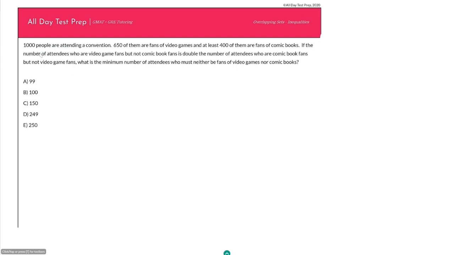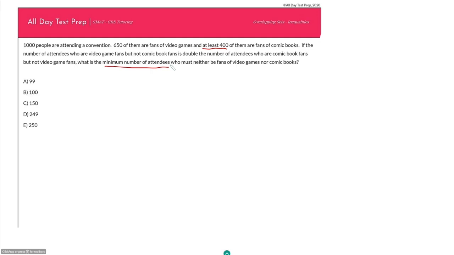This question says, 1,000 people are attending a convention, 650 of them are fans of video games, and at least 400 of them are fans of comic books. If the number of attendees who are video game fans but not comic book fans is double the number of attendees who are comic book fans but not video game fans, what is the minimum number of attendees who must neither be fans of video games nor comic books?